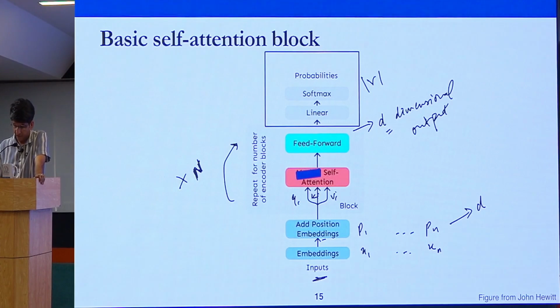So you will have this linear function here. It will be d cross v. It will take d dimensions to v dimensions. The probabilities will then be over v dimensions, yes.